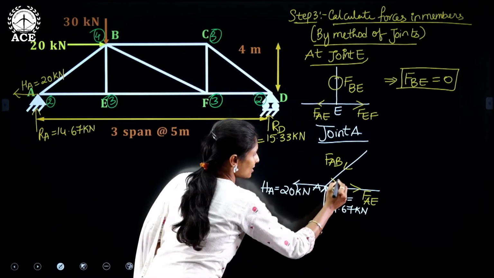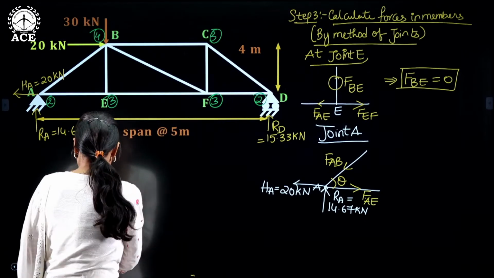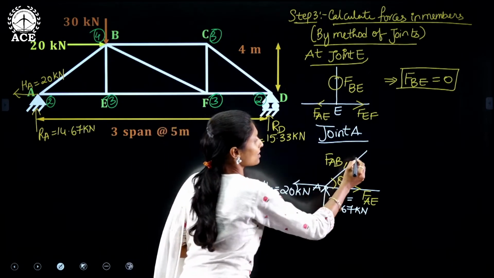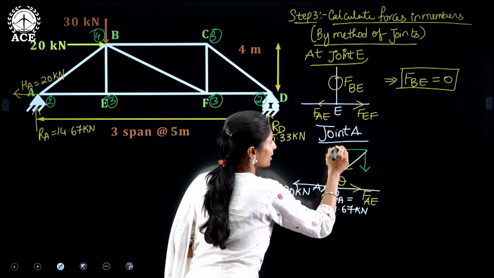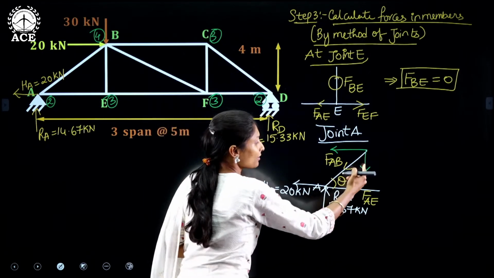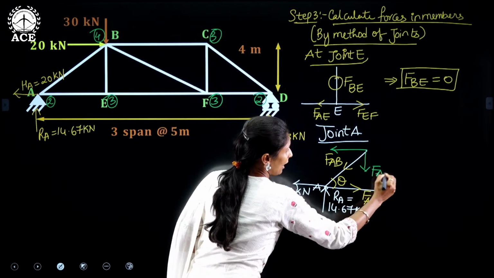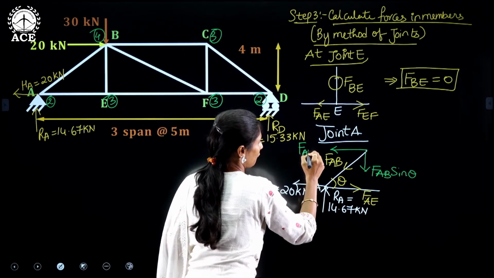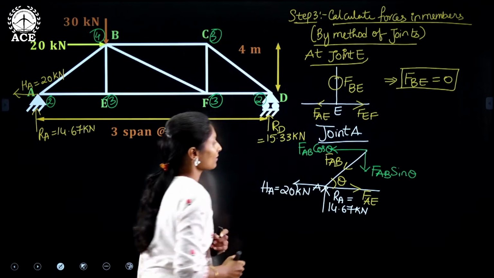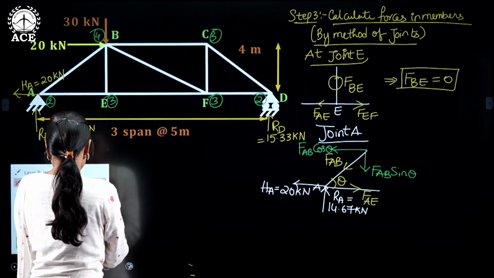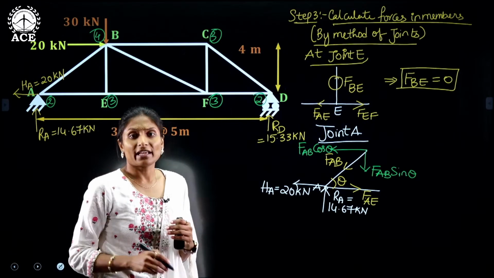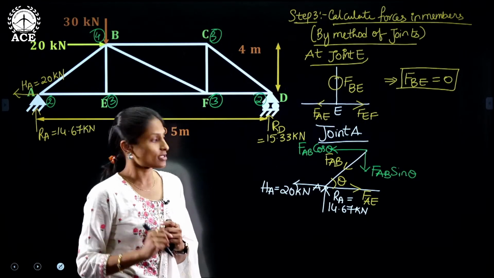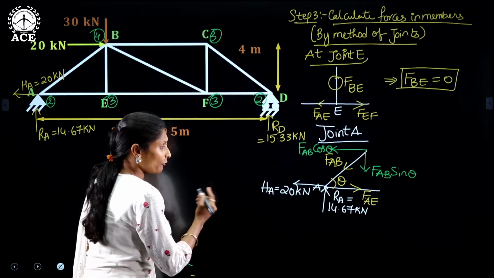Next, we all know that this member has an angle theta. Now resolving the forces: AB is an inclined member, so we have to resolve the force. The vertical component will be FAB sine theta and the horizontal component will be FAB cos theta. Now, we can apply two equilibrium equations at any joint: sigma FV equals 0 and sigma FH equals 0.